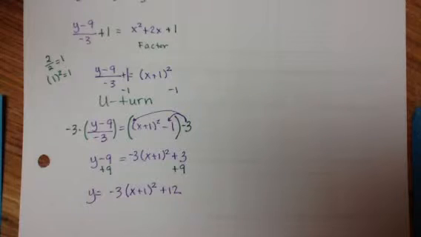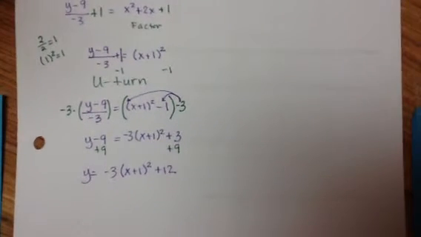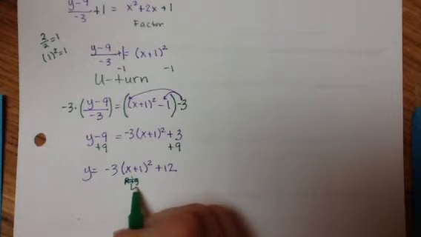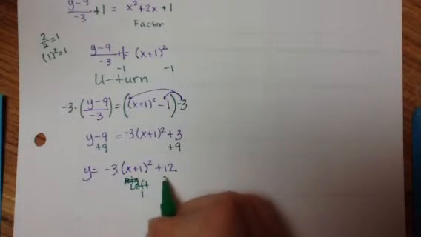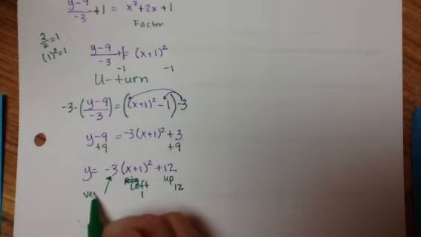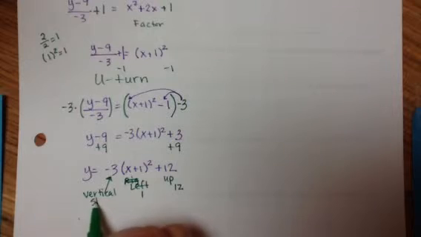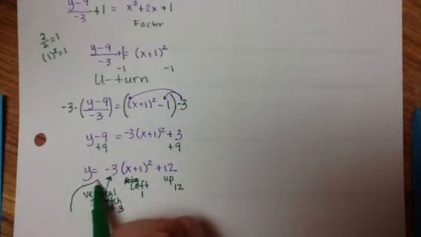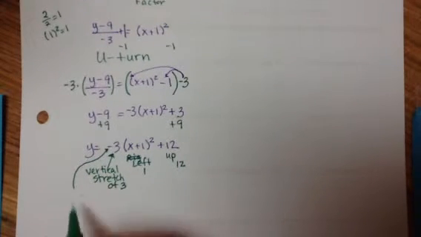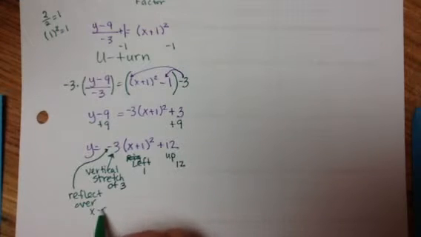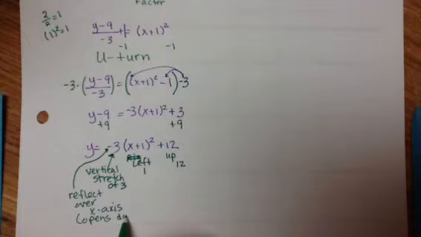So let's think about the graph of this parabola. It has a shift right, just kidding, left 1, up 12, and this is a vertical stretch of 3 and a reflection over the x-axis, which means it's going to open down.